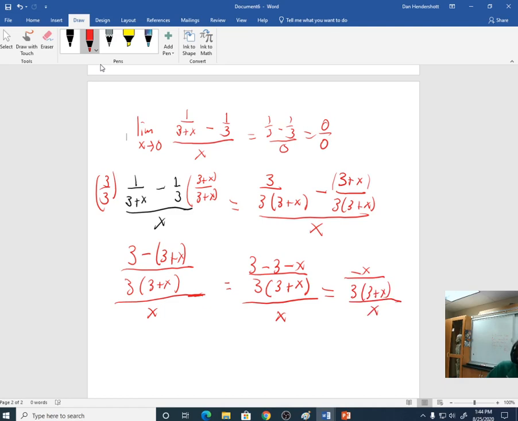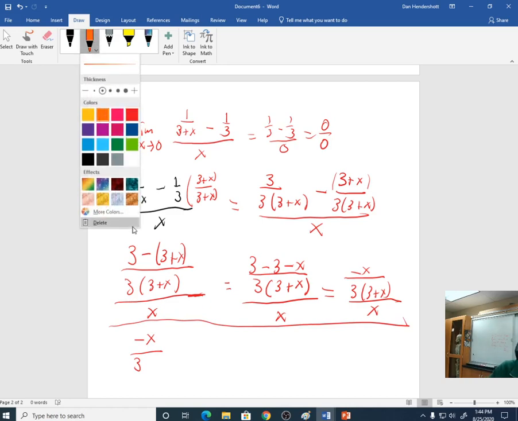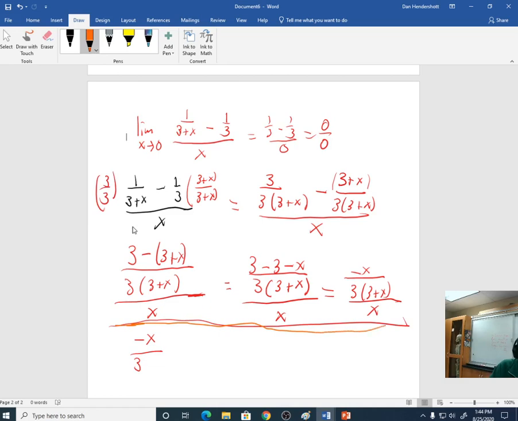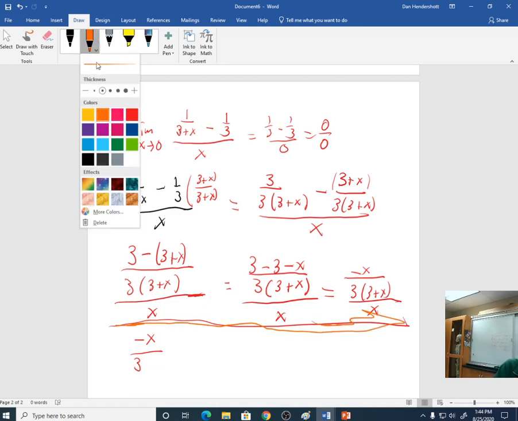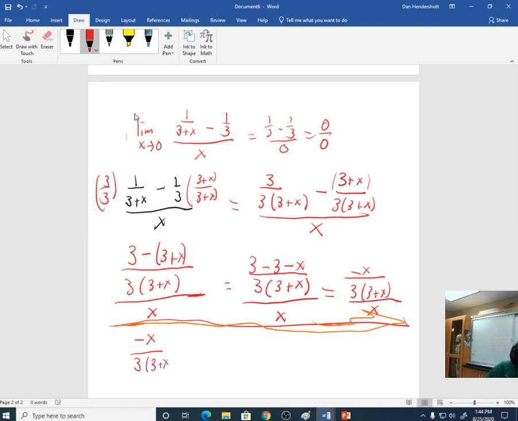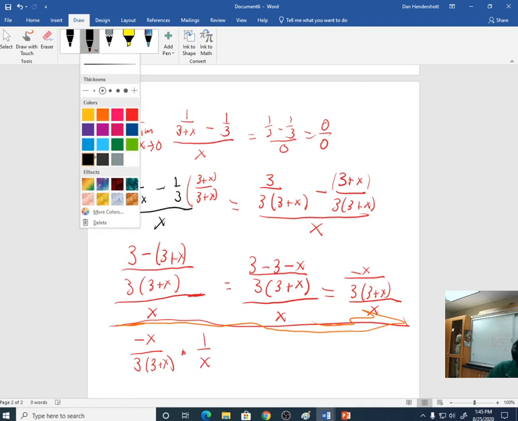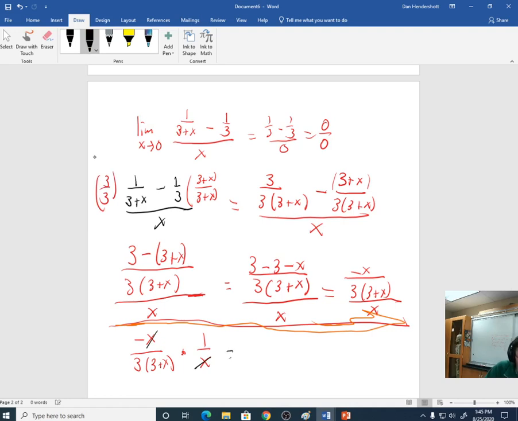Now, this whole division, remember division is the same as if you invert and multiply, if you want to think of it that way. So this is really this problem right here. Let me change colors there real quick. All right, so change back to red. So this is negative x over 3 times 3 plus x, and instead of divided by x, you're multiplying by the reciprocal. So then what we can do is cancel this, and we're left with a negative 1 over 3 times 3 plus x. So there we go.